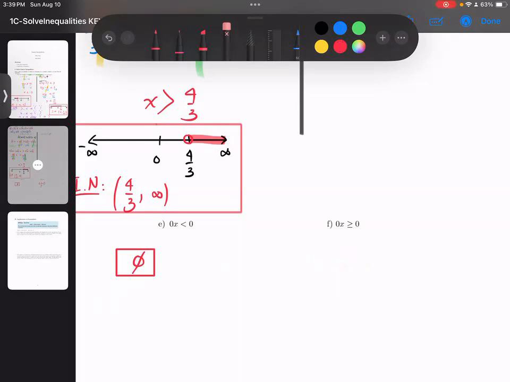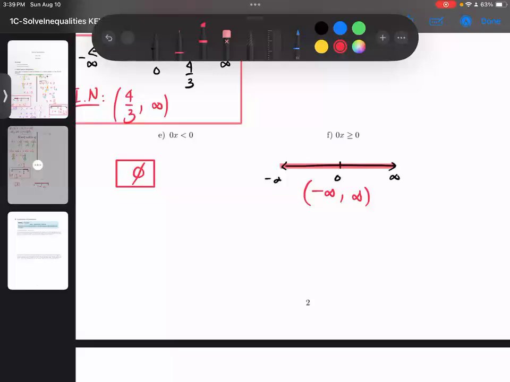So your solution will be all real numbers, from -infinity to +infinity, because of the equal sign. And then if you graph it, you can do this. Infinity, +infinity, 0 in the middle, and basically you highlight the whole number line. Right, the whole number line. Okay.